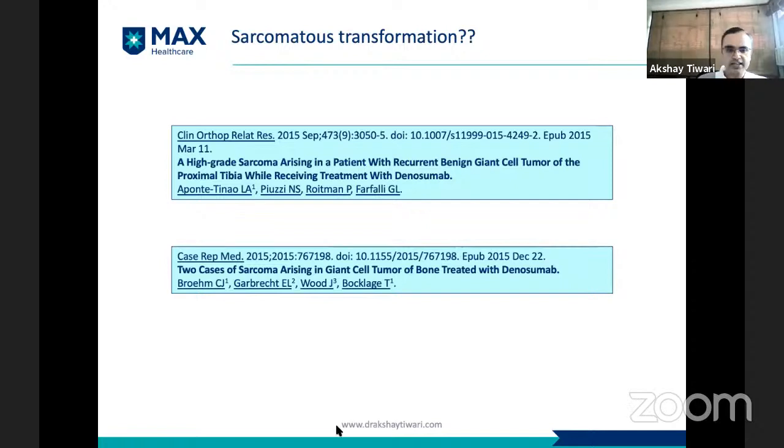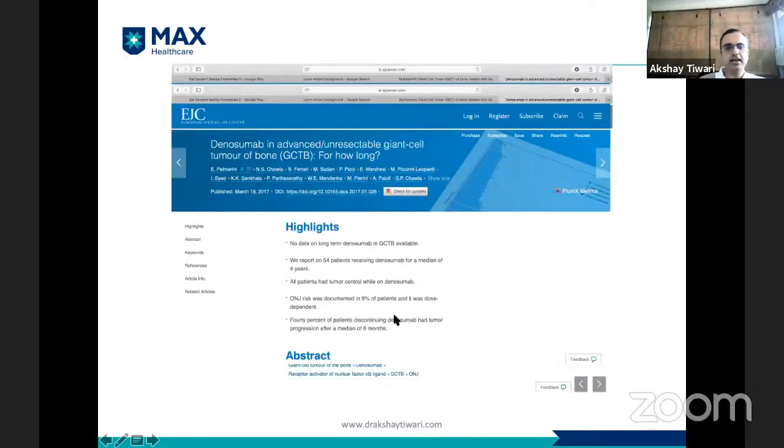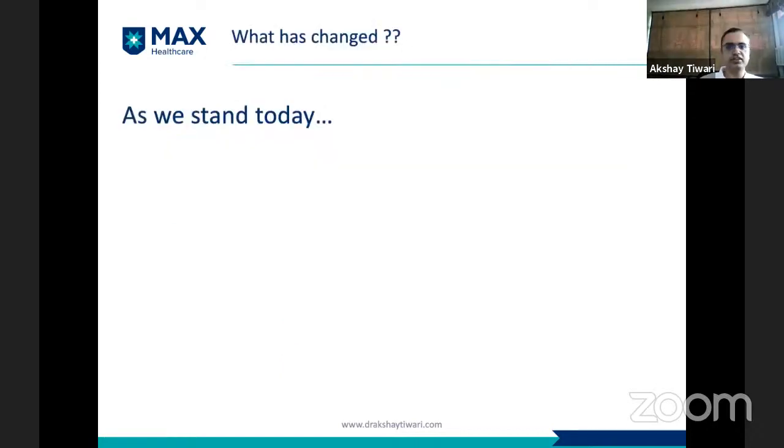Sarcomatous transformation has been a concern and has been reported in some patients. The significance of this report is not really known. And another big concern with denosumab is, if you and your patient choose to go for definitive denosumab therapy, how long are you going to continue denosumab still remains a question. And what it is going to do in terms of side effects in the long run is also a question that has not been answered.